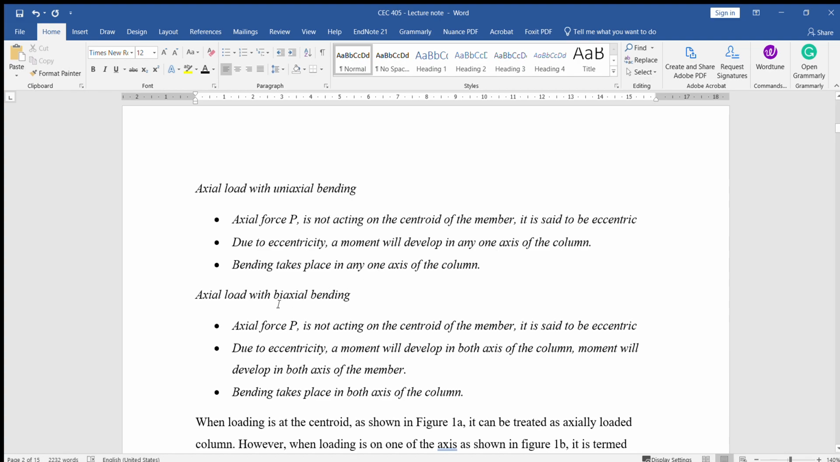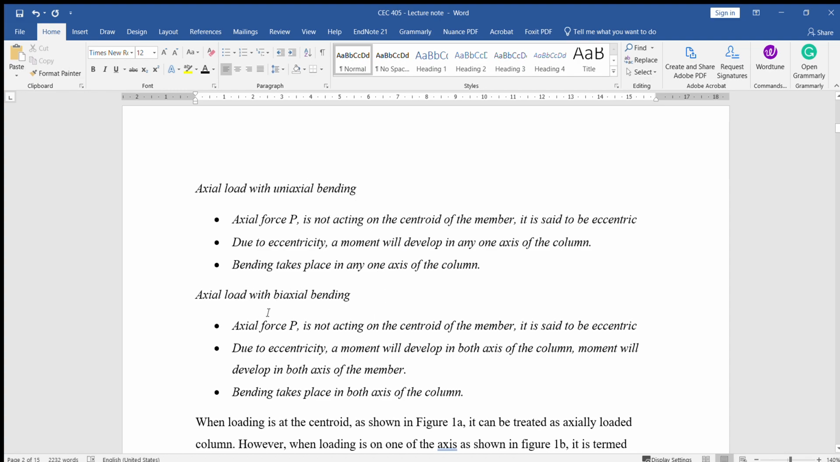Now, axial load with biaxial bending. I believe I've explained what is uniaxial bending and biaxial bending. I said in the uniaxial bending that the axial force is not acting on the centroid of the member, so it's said to be eccentric. Now, this eccentricity is on one axis, maybe either on X axis or on Y axis. It takes place only on one axis of the column. So that is why you have it as uniaxial, that is one axis. That is why uniaxial bending.